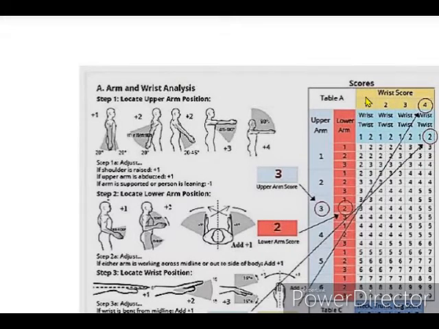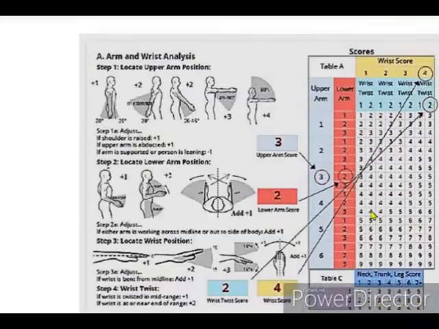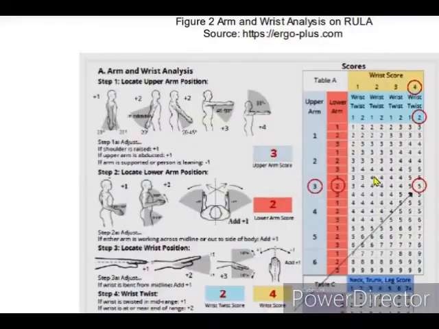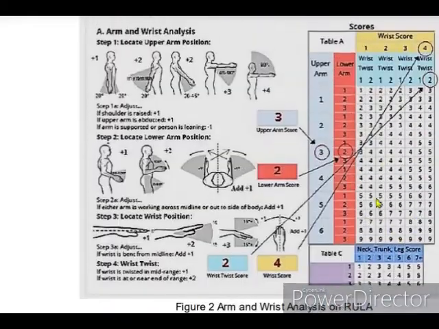Okay, dito sa scores, nakita nyo guys, may drawing pa siya. Arm wrist analysis, step 1, locate upper arm position. So, ito yung mga degrees guys na kukunin nyo. Diba? Scores, table A. Dito ay wrist score, 1, 2, 3, 4. Ito upper arm, ito lower arm, tapos mga twisting, ayun o, twisting. Ito yung C guys, table C o. Table C naman, para sa neck, trunk, leg score. Okay?